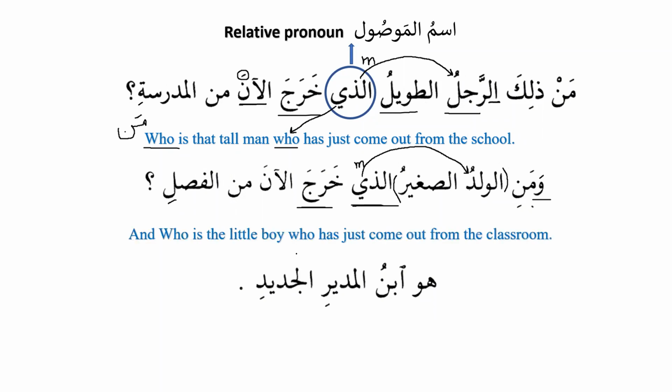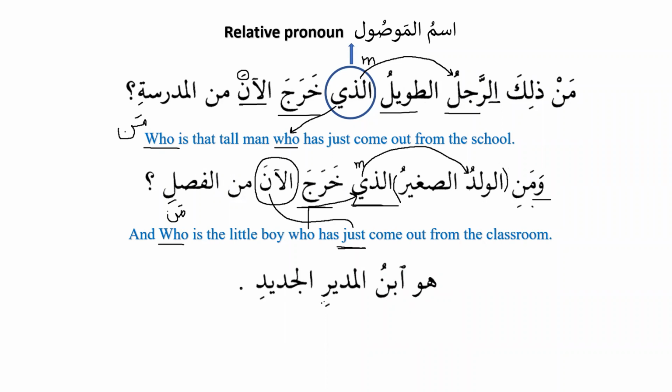Who is the little boy who has just? So just is basically al-ana, as we know, and this is also a dharf. It is also an adverb. And again, we have who, and it is used for man, who is the little boy. Al-waladu as-saghiru. Who has just, so here who is used for alladhi, as we can see over here, who has just come out from the classroom. The answer is huwa bunul mudiri al-jadidi.